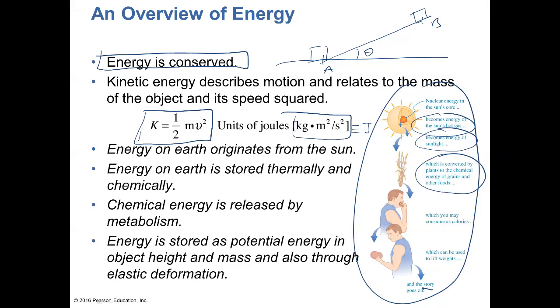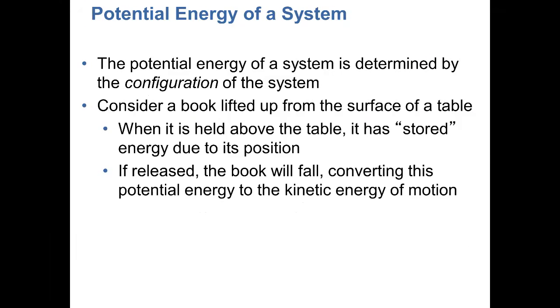All right, so we also have potential energy, which is energy of a system determined by the configuration of the system. Let's say you have an object's vertical height, or object shape and size, which can be considered a configuration of the system. Consider a book lifted up from the surface of a table. If you lift the book up, you are changing its height.